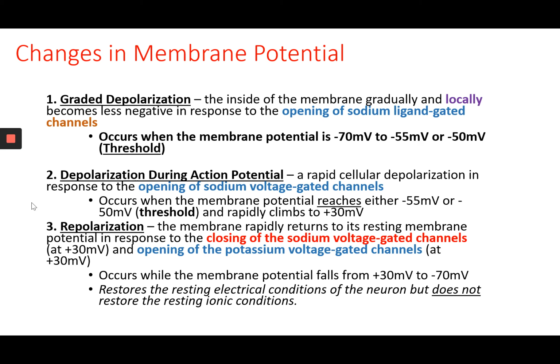So if at first during depolarization we added positive to the inside of the cell so that that negative potential became more positive or moved away from the negative pole, now we're going to close those channels and open potassium channels that cause potassium, or a positive cation, to leave. And as we lose positive ions or positive charge from the inside of the cell membrane, the inside of the cell will become negative once again. It'll go back to the negative pole of negative 70 millivolts. This will restore the resting electrical conditions of the neuron, but not the ionic conditions. The ionic conditions are going to be restored by the sodium-potassium pump or ATPase.